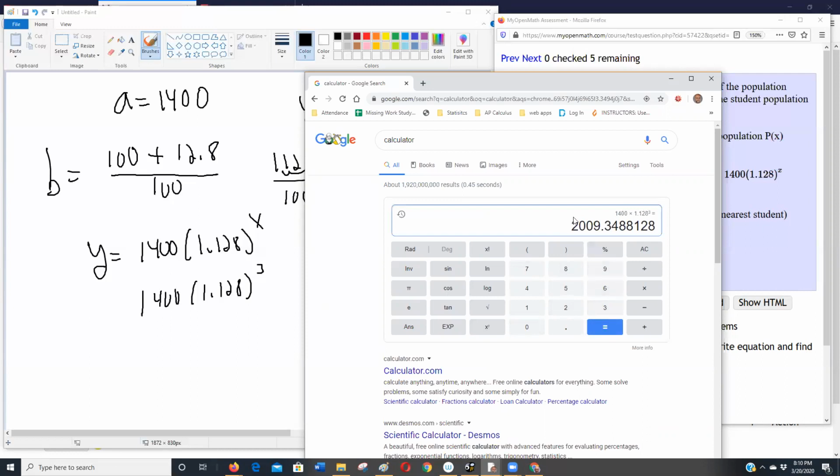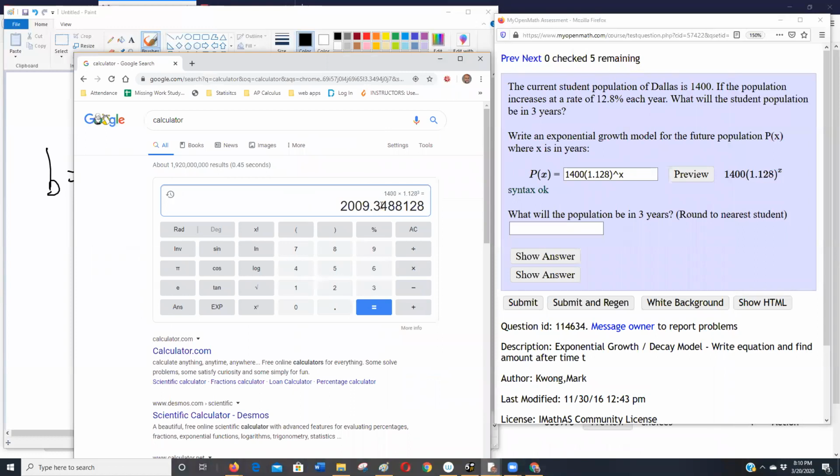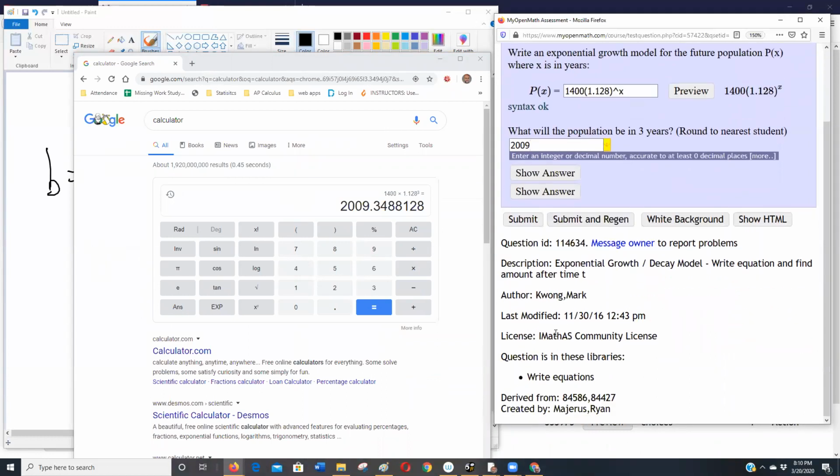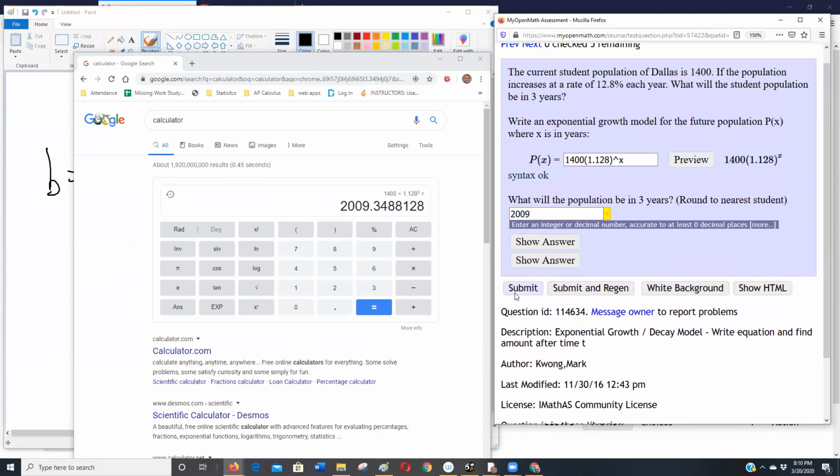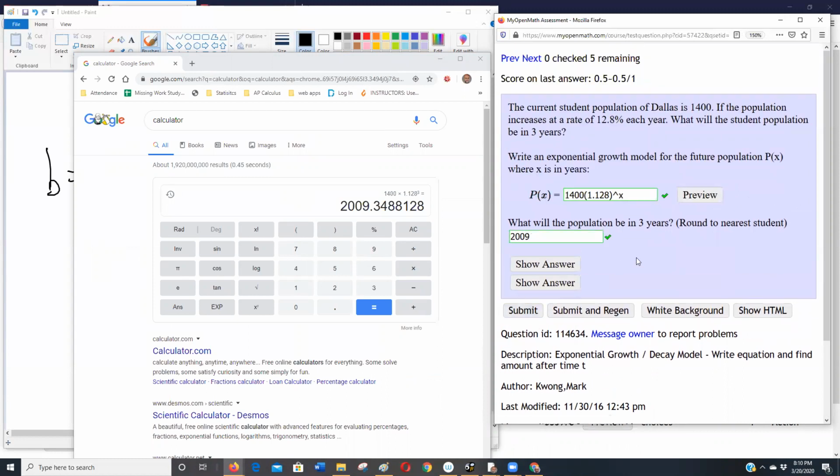So I think the population is 2009. What do they want? Round to the nearest student. So 3 rounds down. So 2009 is, I think, what the answer is going to be. Let's see if it likes it. Yep, okay, so far so good. That's how you do this problem.